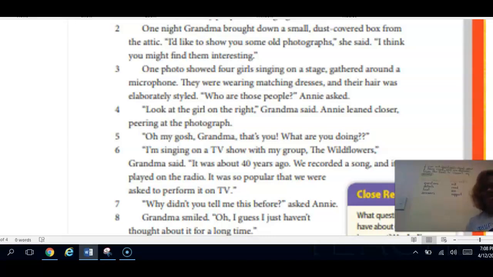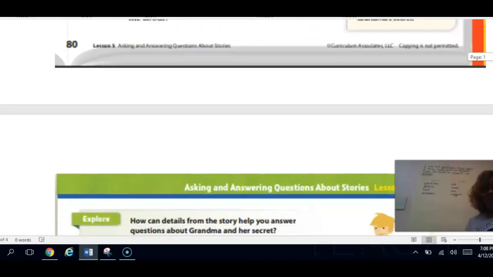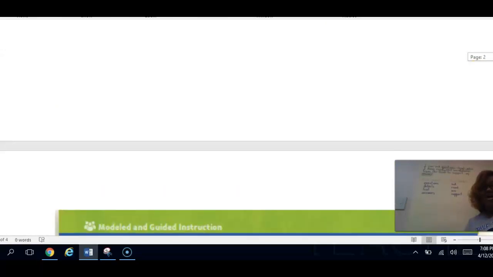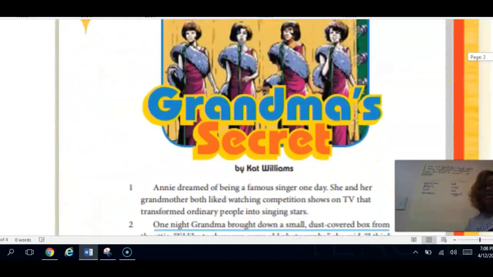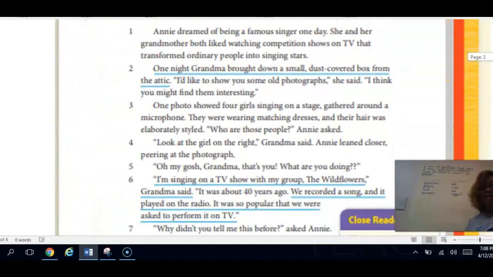Whoop, whoop. Okay, I'm going to scroll down because I want you to look at the page where we have already identified some details that stand out about Grandma's secret. The first thing we see is that one night Grandma brought down a small dust-covered box from the attic. So that's something that wasn't out there for anybody just to see. It was put away in the attic.